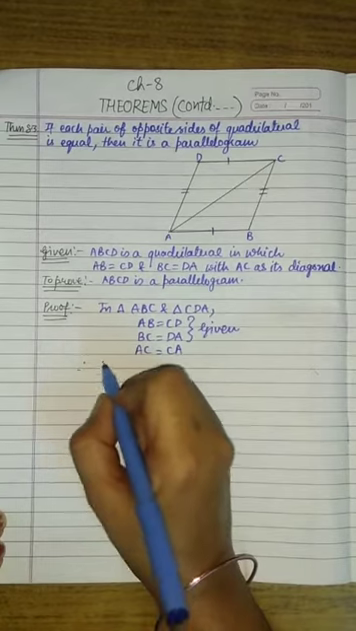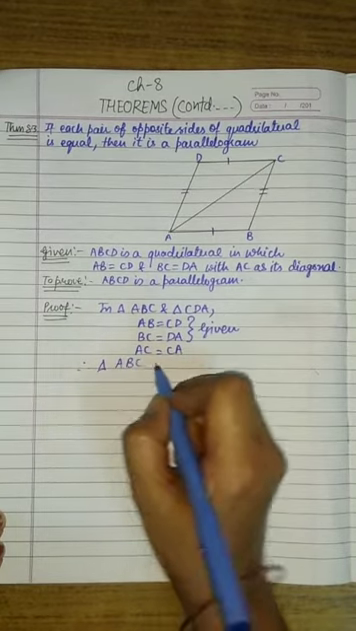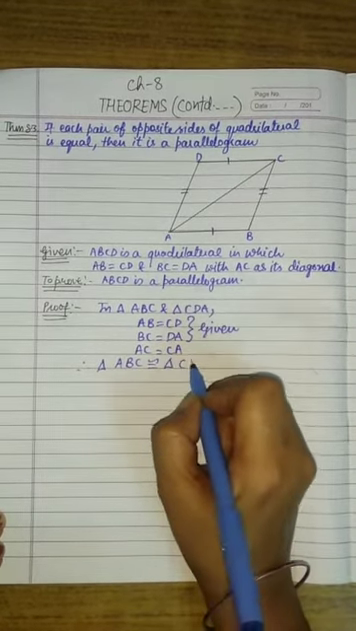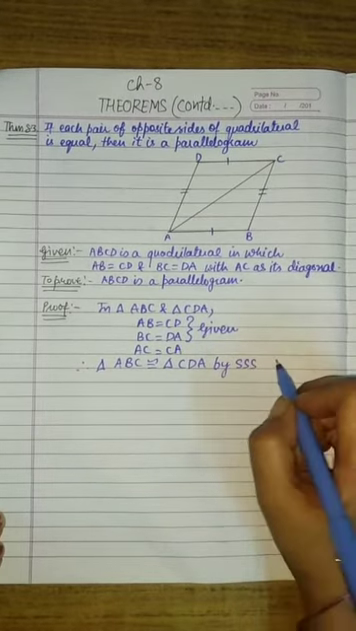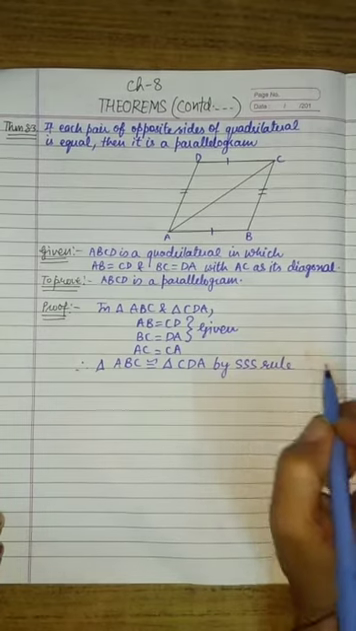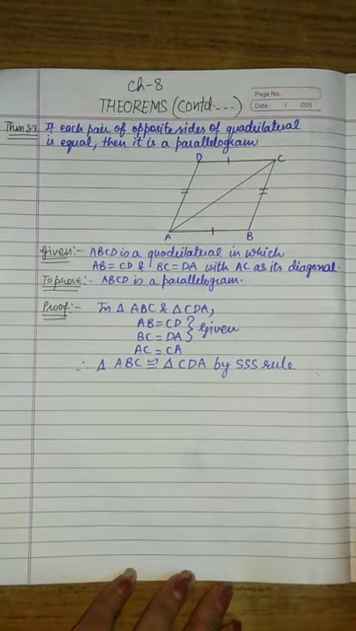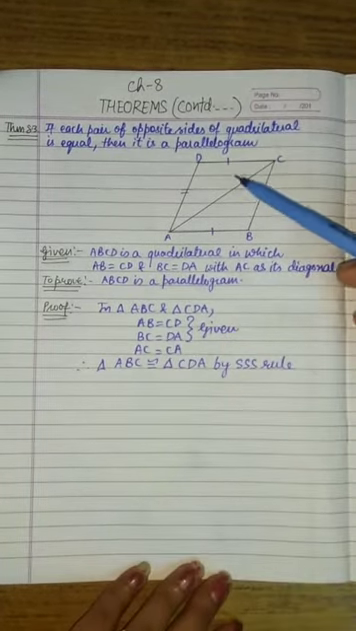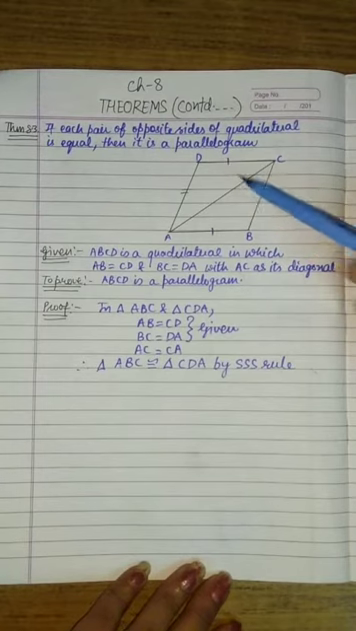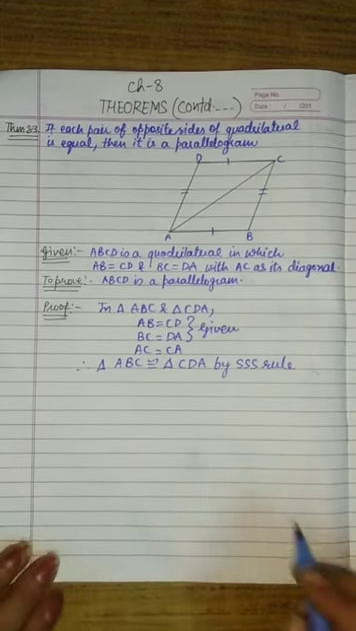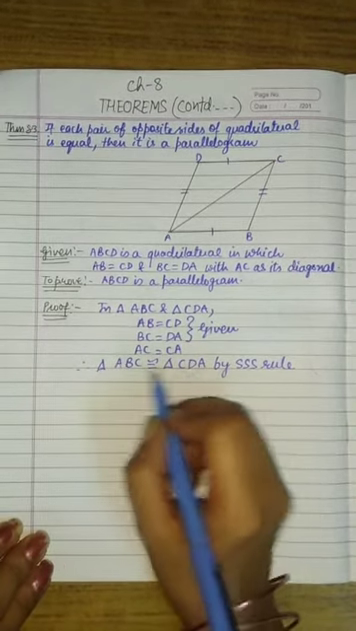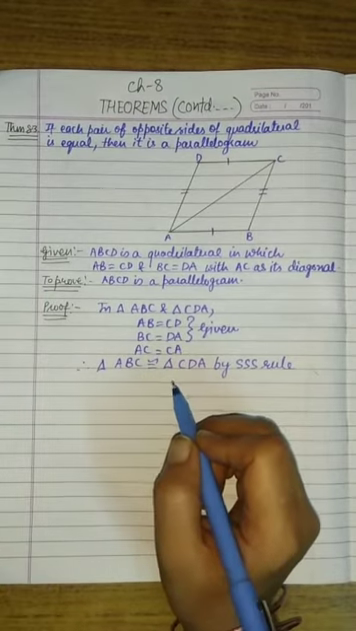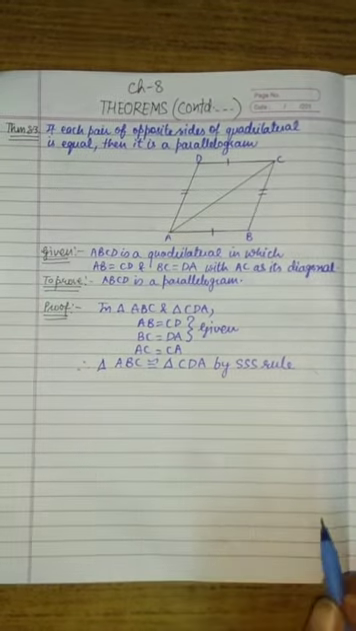So we will write AC is equal to CA. Therefore triangle ABC is congruent to triangle CDA by the SSS congruency criteria. So in these two triangles, all the three sides of one triangle are equal to all the three sides of the other triangle. So now, if both these triangles are congruent, their corresponding parts are also equal.